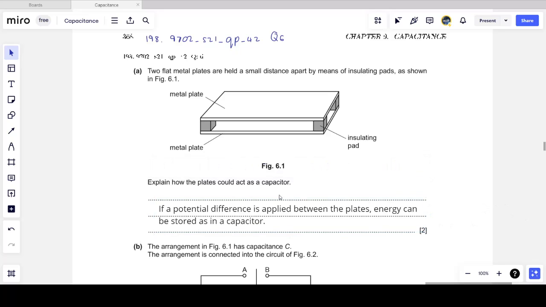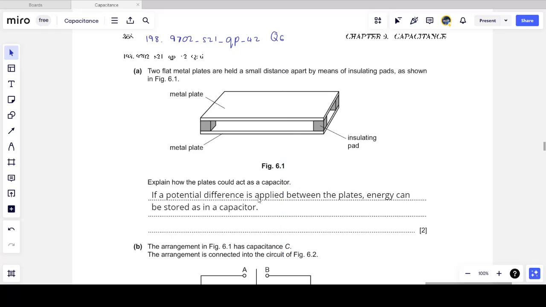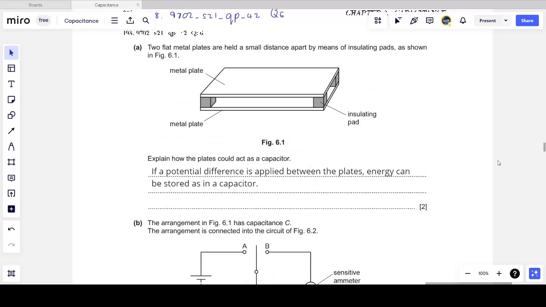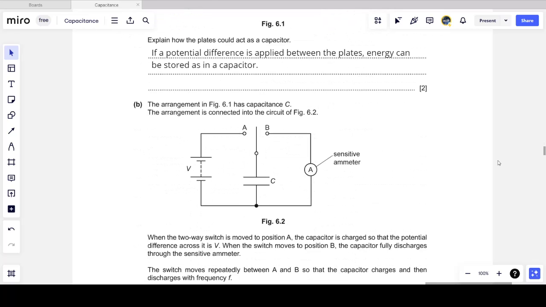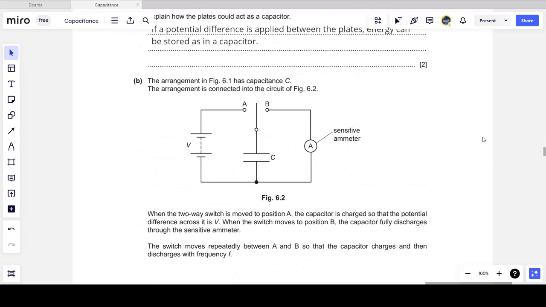So if I apply a potential difference between the plates, I'm separating charge, rather I shouldn't say storing charge, I'm separating charge and storing energy, just as energy can be stored in a capacitor. And so in a sense, this is a very large capacitor if I were to do this. The arrangement in 6.1 has capacitance C, and the arrangement is connected into a circuit shown in figure 6.2.